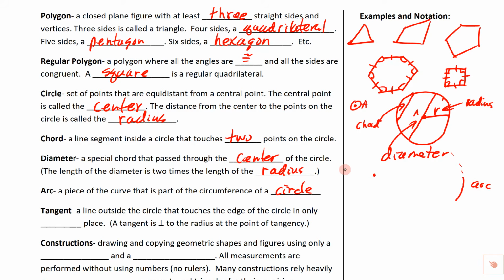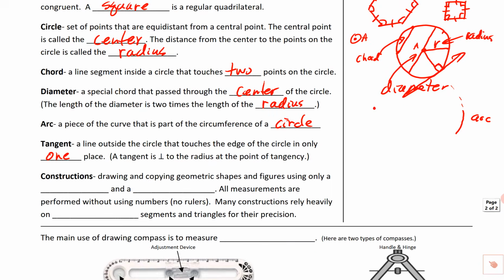Okay, now a tangent is an interesting thing. It's a line outside the circle that touches the edge of the circle in only one place. So I'm going to draw a tangent on here. A tangent would look something like this, okay? So it goes like this, and then a tangent is perpendicular to the radius at the point of tangency. So if I were to draw a radius right over to here, it's got this interesting property that it actually meets it at a right angle. So we've got chords and arcs and diameters and radius and tangents and so forth.